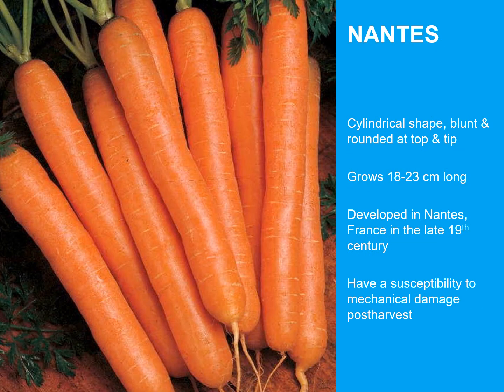I'll just go through now a few of the most common and probably most popular cultivar types of carrot. The first one is the Nantes type. This has a characteristic cylindrical shape with blunt and rounded tops and tips. They grow usually between 18 to 23 centimeters long. The name comes from the city of Nantes in France, where it was developed in the late 19th century. There are many different Nantes cultivar types which have been developed since then. They do have a susceptibility to mechanical damage post-harvest because of their length and shape.